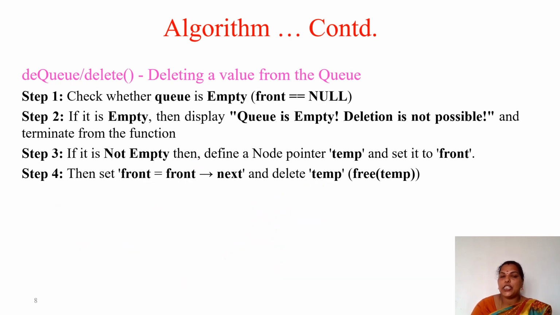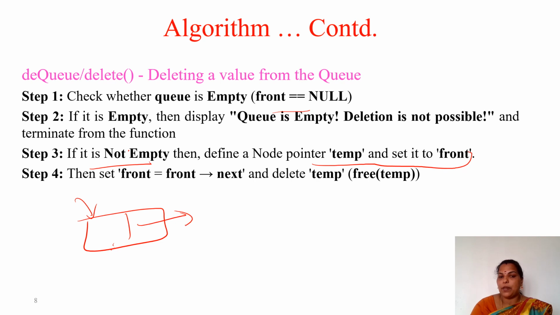Next, coming to the deletion operation, we are checking whether Q is empty or not, that is, front equal to null we are checking. And if it is empty, then we are displaying that Q is empty, so we can't perform any deletion operation. If it is not empty, we have to define a node pointer temp and set it to front. So deletion in the sense, always the front only we are going to delete. The first element only we will always be deleting in the queue data structure.